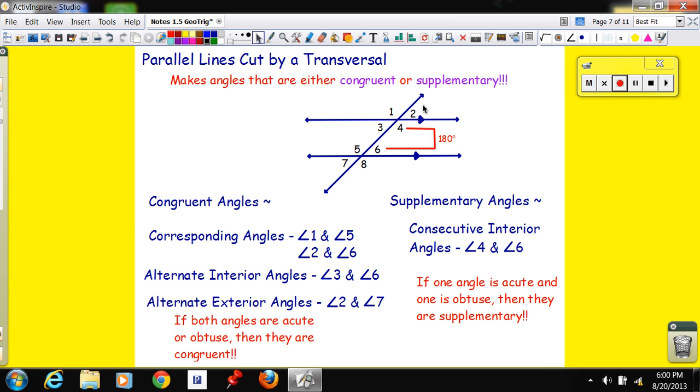They're not called anything special. At least these two, 4 and 6, have a special name. They're called consecutive interior. So if one angle's acute and one's obtuse, they're going to add up to 180. If both are acute or if both are obtuse, they're going to be congruent. So you can pause it, copy that slide down. We're going to do a few examples from this slide. The rest of the notes are all just example problems.